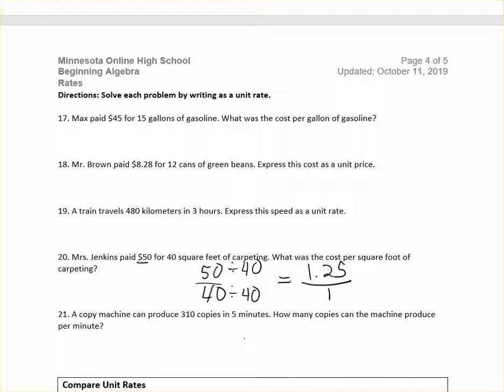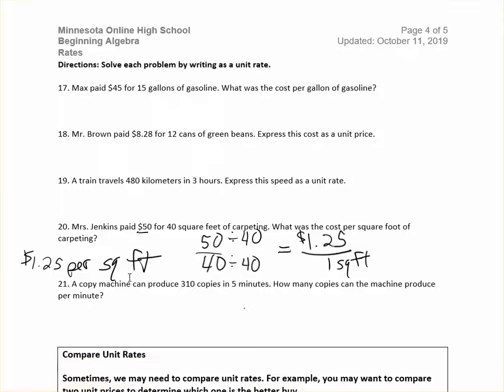The top number was in dollars. The bottom number was square feet. I'm going to abbreviate to SQFT, square feet. So another way of saying this would be 1.25 per square foot. So that's the unit rate. The cost of her carpet is $1.25 per square foot.